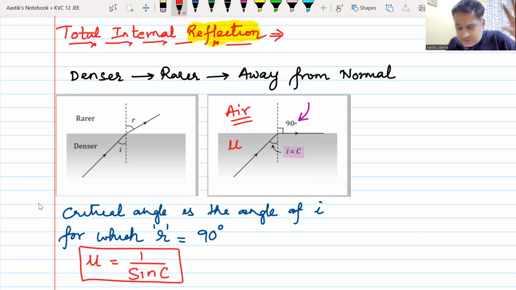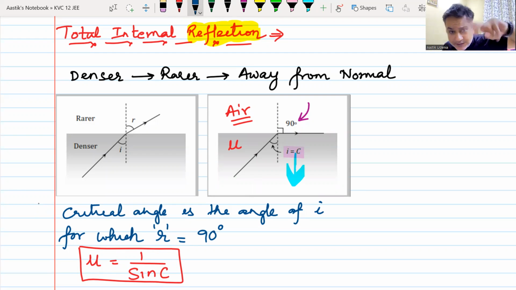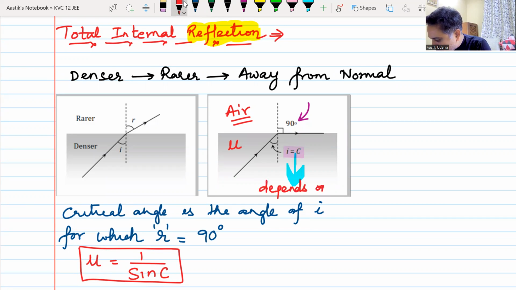Now, if I change this question, remember this critical angle depends on both the mediums. Will you remember this? Because this might be a question that comes in JEE. Critical angle depends on the two mediums. Will you remember this? Yes or no? So for a pair of mediums, the critical angle is different. It depends on the two mediums.